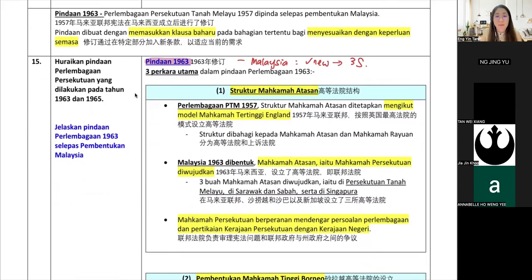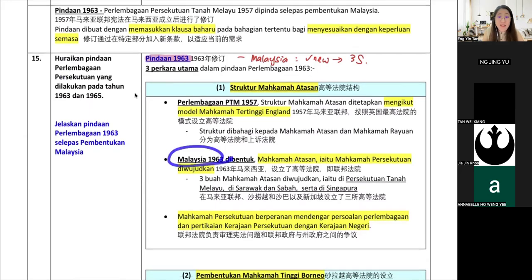Structure Mahkamah Atasan is what? What is structure? Structure means the structure of the courts, we have the atasan, the bawahan. We have the high courts and the low courts, okay? The high courts structure is changed. You see, previously, in 1957, we were with West Malaysia here. We followed everything British. So the structure, the format, the system, everything we followed Mahkamah Tertinggi England. In fact, the name also we followed lah. We just got Merdeka so everything we followed England, British, boleh faham.